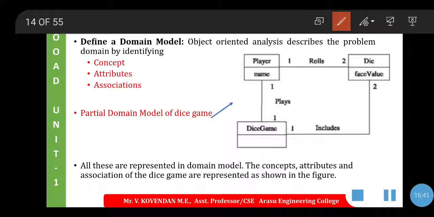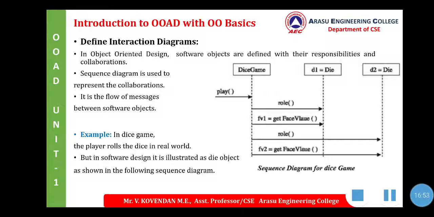The player has the player name, and when the player rolls the dice, the given value will be reproduced by the game, right? And it has to reload. So next, we define the interaction diagram.